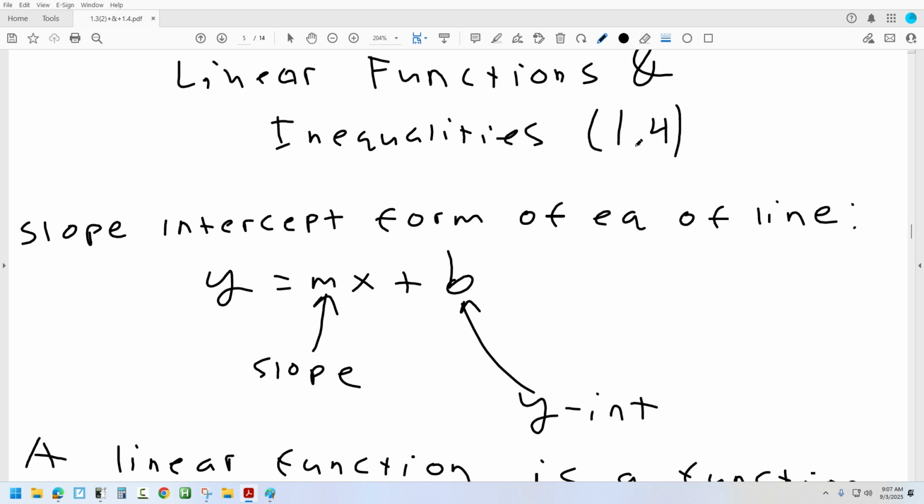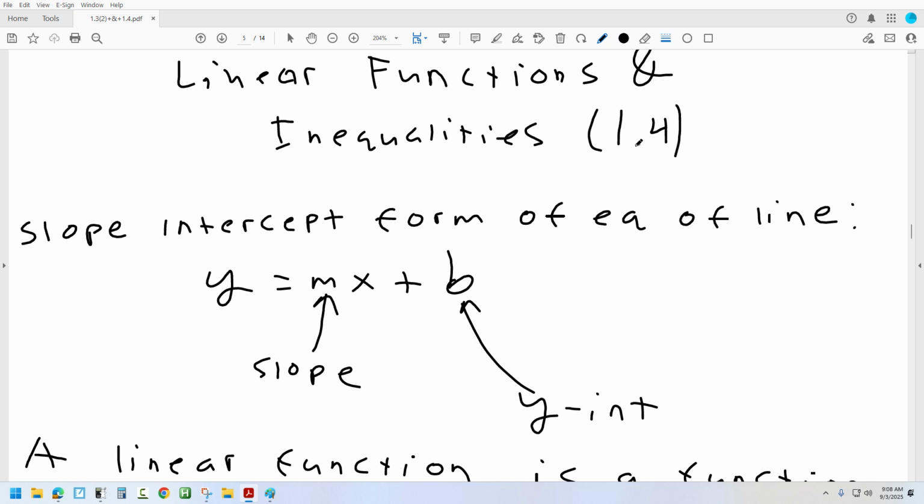What does that mean? Y-intercept, if you had to explain that a little more simply, what does y-intercept mean? Yeah, Marcelo? Where the line touches the y-axis. Right, where the line touches the y-axis, where it crosses the y-axis. Yep.